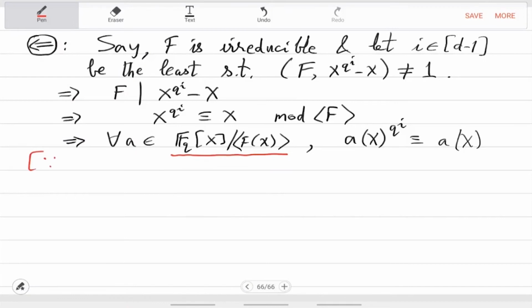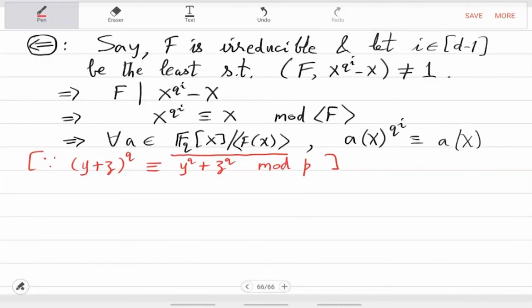Since (y plus z) raised to q is the same as y to the q plus z to the q, and this is actually true simply mod p. So your characteristic is p and q is a power of p. No matter how many powers you put over y plus z, they will distribute, the exponentiation operator will distribute over sum.